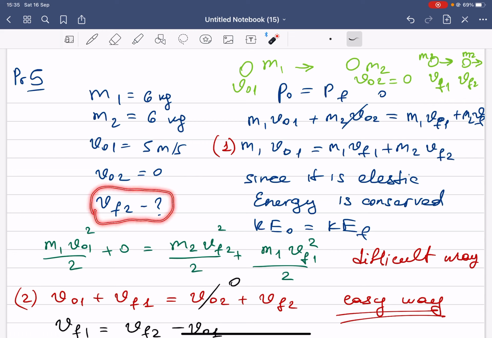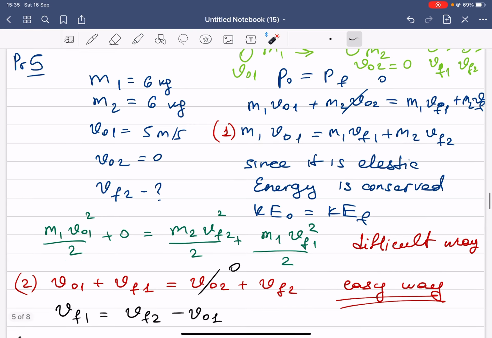In order to find the V final 2 from the first equation, we have to find V final 1, okay? If we can find V final 1, we can take this V final 1 and substitute it in the second equation in order to find V final 2. Now, this is the first equation. Since it's elastic, energy is conserved. So kinetic energy initial is equal to kinetic energy final.